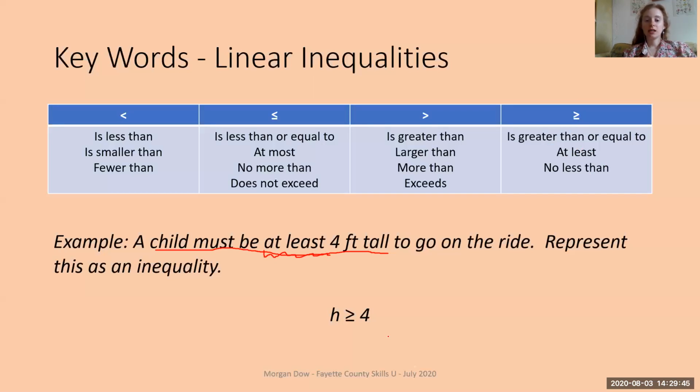Another way to think about it is the child can be 4 feet, right? 4 feet is acceptable, so that's equal to 4 feet, but they can also be taller than 4 feet. Their height can be greater than 4 feet, so that's why we choose the height is greater than or equal to 4.